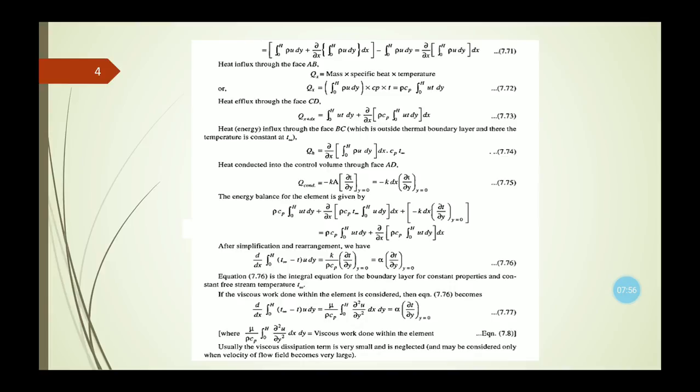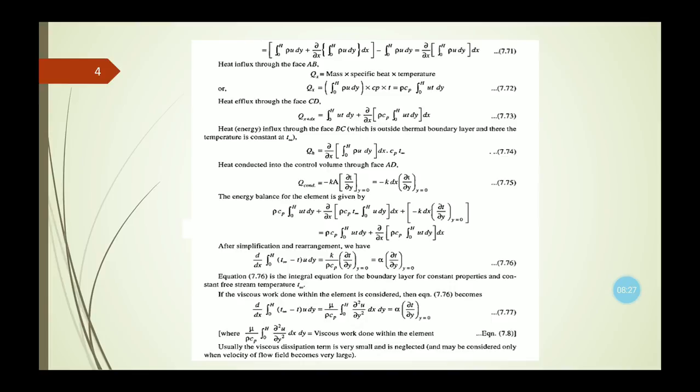Now the heat efflux through the face CD, that means the heat which is going out of the control volume through the face CD, will be Qx plus dx, which equals integration 0 to h uT dy plus del x of rho Cp integration 0 to h uT dy into dx. So this is the heat which is going out through the face CD of the control volume ABCD.